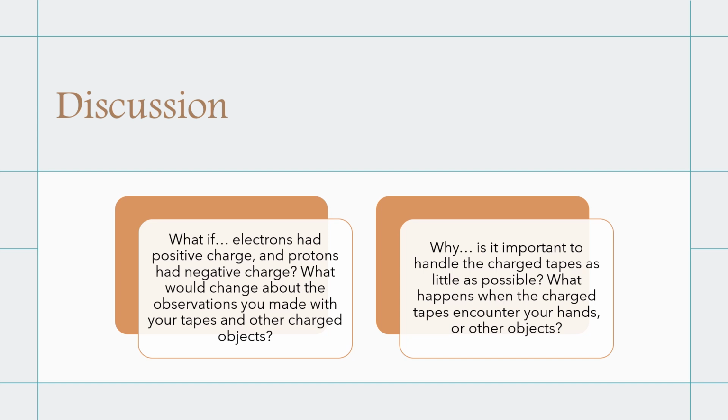Why is it important to handle the charged tapes as little as possible, and what happens when the charged tapes encounter your hands or other objects? So you want to handle these with care because they could lose their charge if you touch it or rub it against another object, and this could affect the experiment. As we said before, if you touch a charged object to something or you rub it against something else, they can lose charge or change charge very easily.